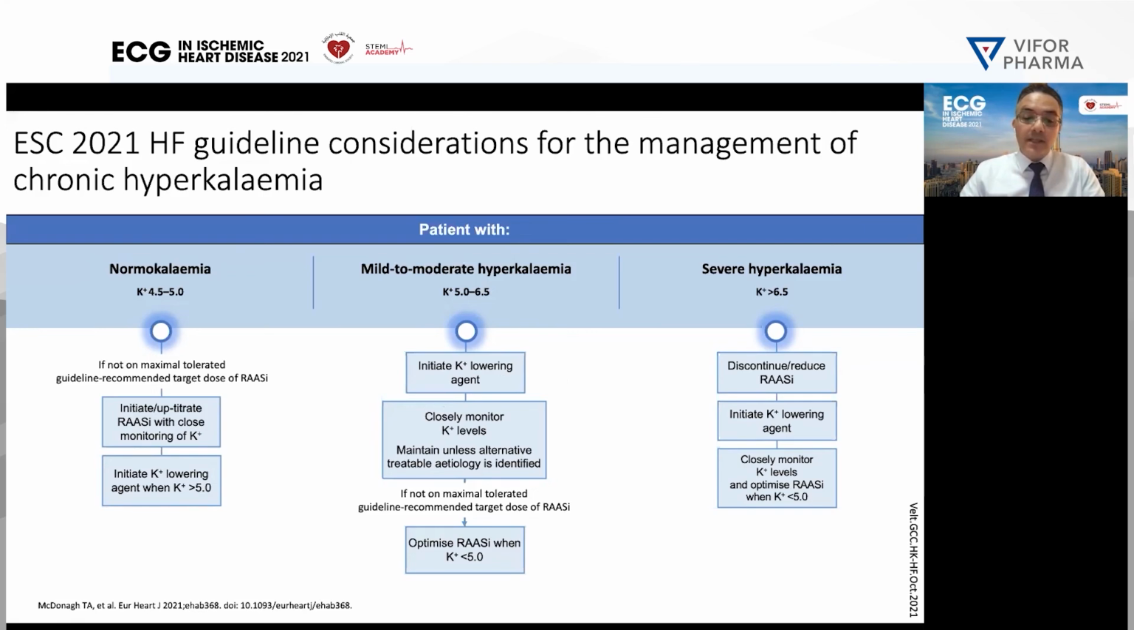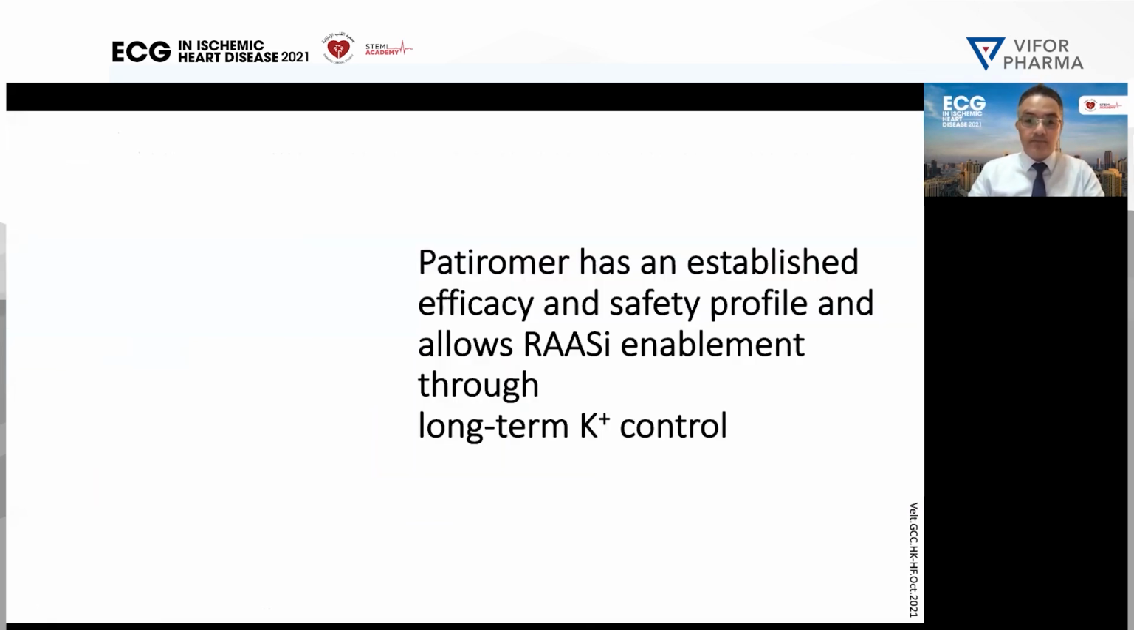And if not on the maximal tolerated guideline-recommended target dose of RASi, optimize the RASi when the potassium level falls below 5. For those with severe hyperkalemia, serum potassium level more than 6.5, discontinue or reduce the RASi, initiate the potassium-lowering agent, and closely monitor the potassium level.